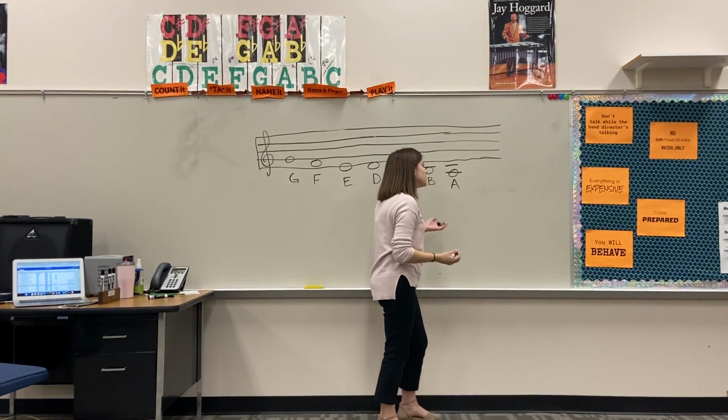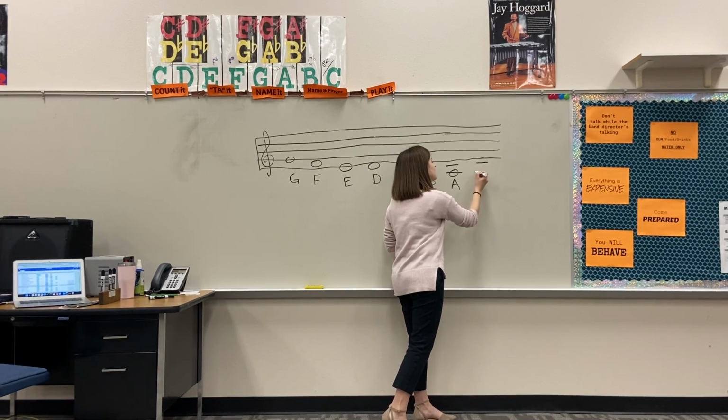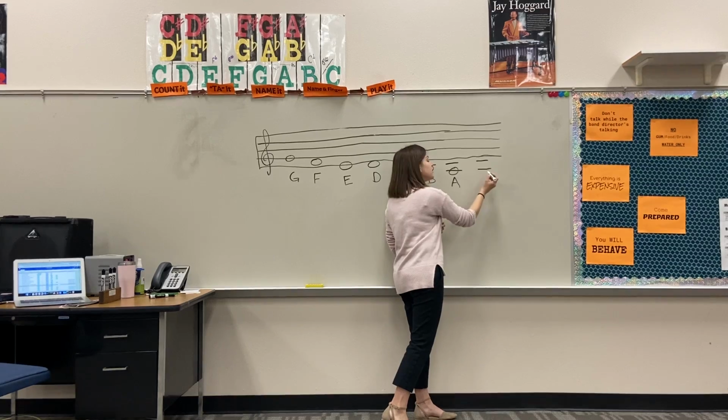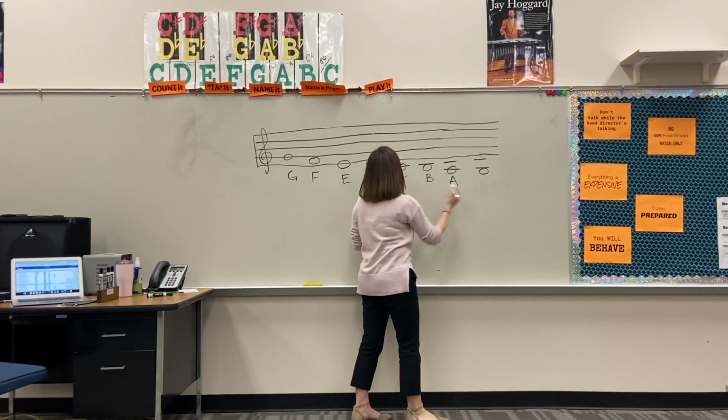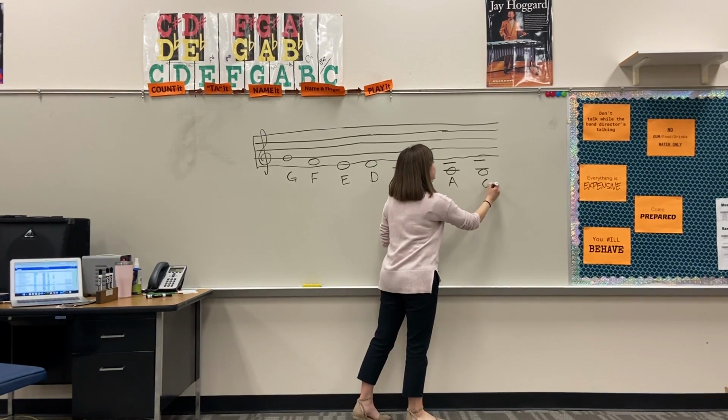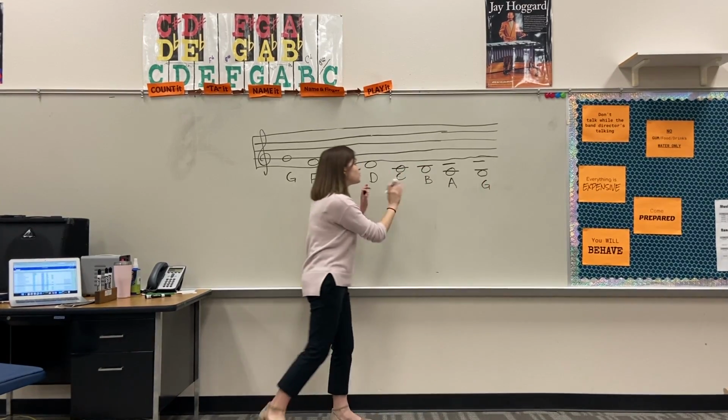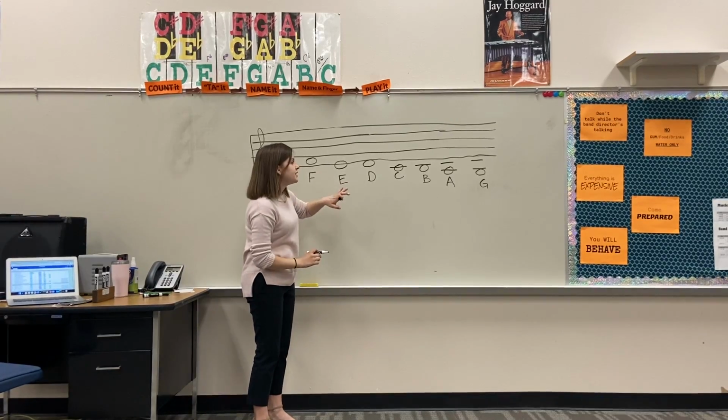And then we got our final note, so we're going to add our 2 ledger lines. And then this ledger line is going to go, we're not going to draw the note on the ledger line, we're going to go right under, just like we did here. And this is going to be completing our musical alphabet, our low G. And this is your first 8 notes, G to G, on your instrument.